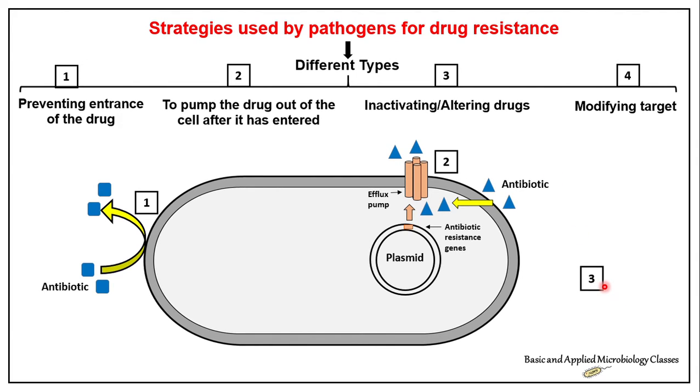Here, if this type of pathogenic bacteria does not have the ability to prevent the entry of the drug or to pump the drug out of the cell, then they have another option also. What is that option? Inactivating or altering the drugs. So how do such bacteria which use this strategy perform this task? So let's see. Again, here I have shown in red color antibiotic resistance genes. This gene is going to code for what? It is going to code for an enzyme. This enzyme is of which type of nature? It is extracellular. Here you can see it is now present outside, and this enzyme has antibiotic degrading properties.